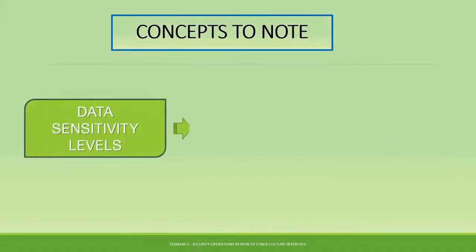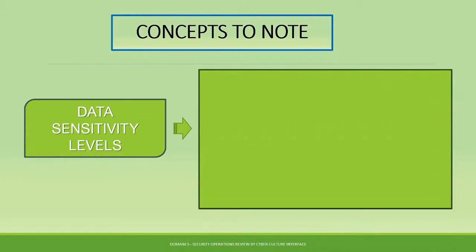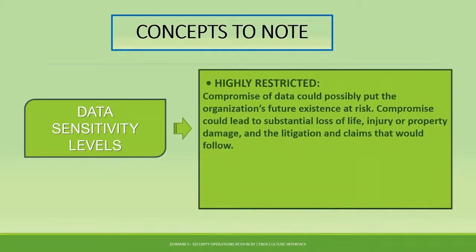So another key concept is data sensitivity level. If you remember in the last slide, I just mentioned that one of the things that data policy stipulates is the sensitivity of data, which is how you classify data. So we have different sensitivity levels. ISC2 domain 5 is where they talk about different sensitivity levels. So the first sensitivity level here is highly restricted. So this is data that if it's compromised, it could lead to substantial loss or injury or property damage. It can even lead to litigation claims against the organization. So organizations classify such data as highly restricted or highly sensitive data.